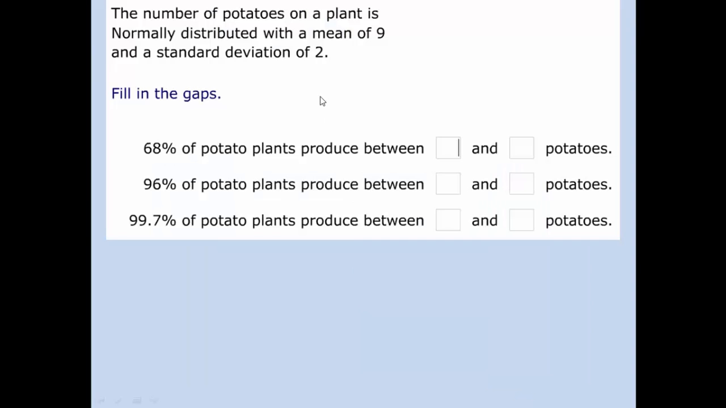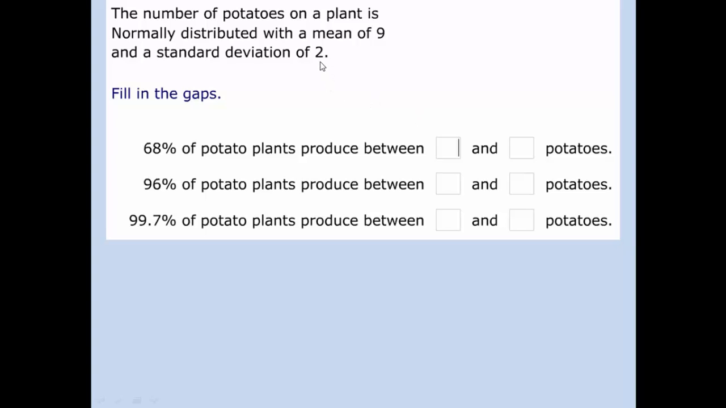To really simplify, so we can try and understand what this means when we apply it, we'll look at this very simple example of the number of potatoes on a plant being normally distributed with a mean of 9 and a standard deviation of 2. 68% of potato plants produce within 1 standard deviation of the mean number of potatoes.